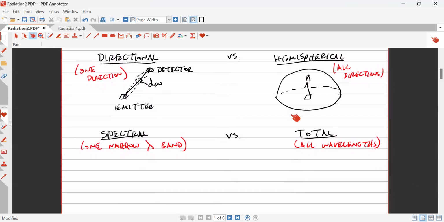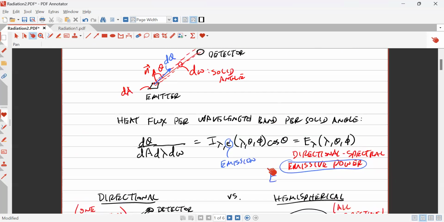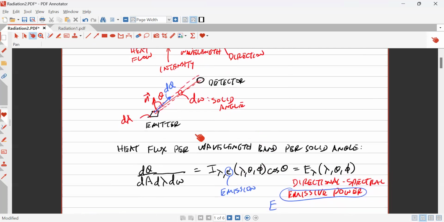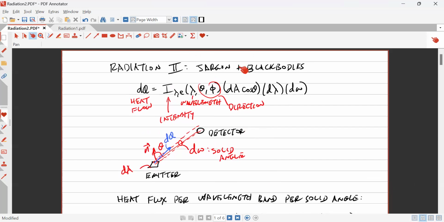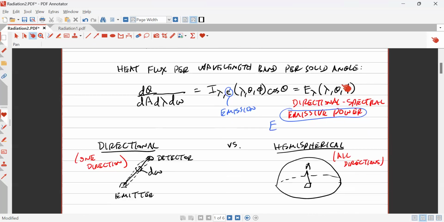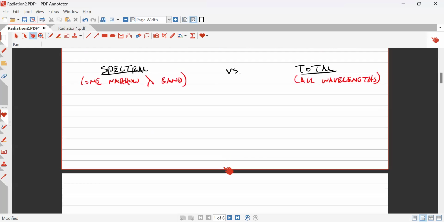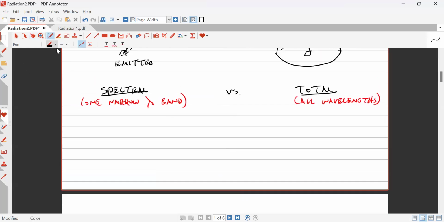So let's do a quick example here. And we're going to introduce a new element of jargon as we do this. We have this definition here of directional spectral emissive power. We know it's simply going to be the intensity times cosine theta. Maybe before I dive into it, I'll give you one more bit of nomenclature, or jargon.